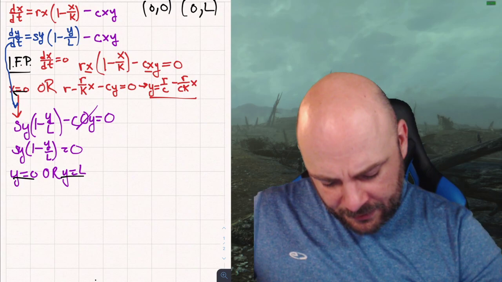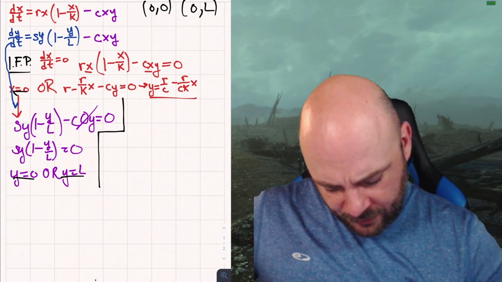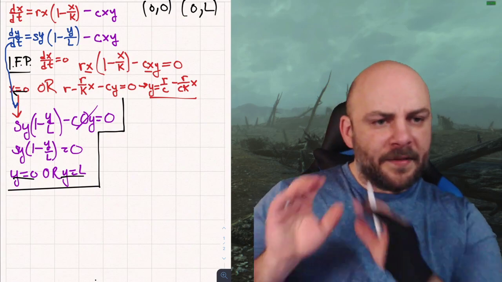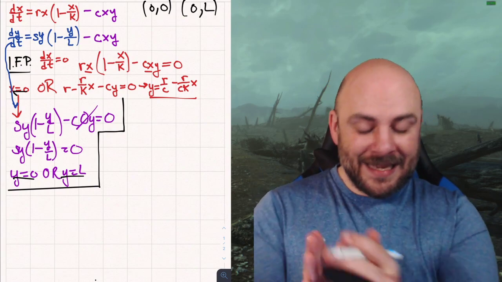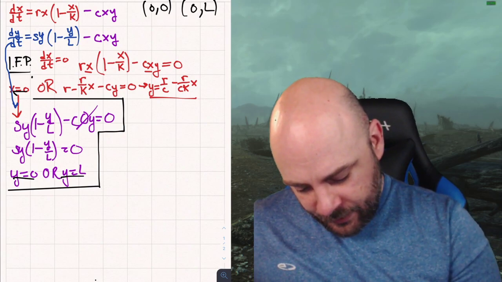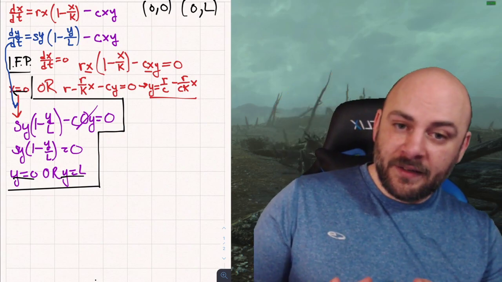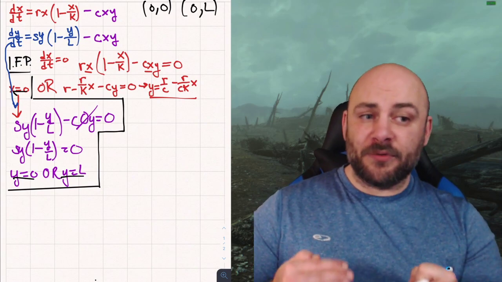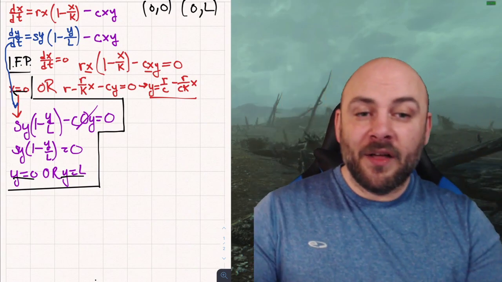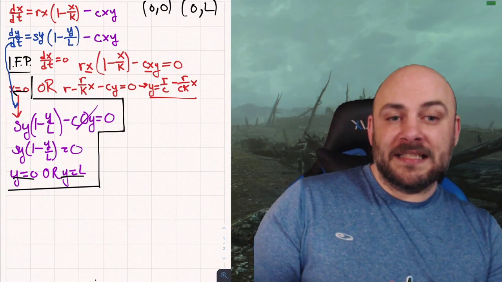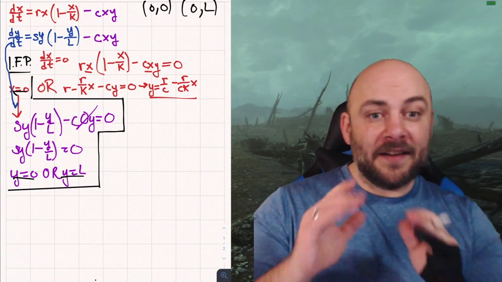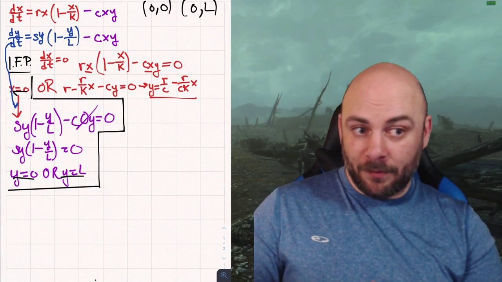Now, let's go ahead and cordon this stuff off. Okay, that train of thought is done, right? I took my x equals 0 from this or statement here, and I followed it to its natural ending. So now I have to consider the other part of that: the y equals r divided by c minus r divided by ck times x. I have to follow that train of thought down now.